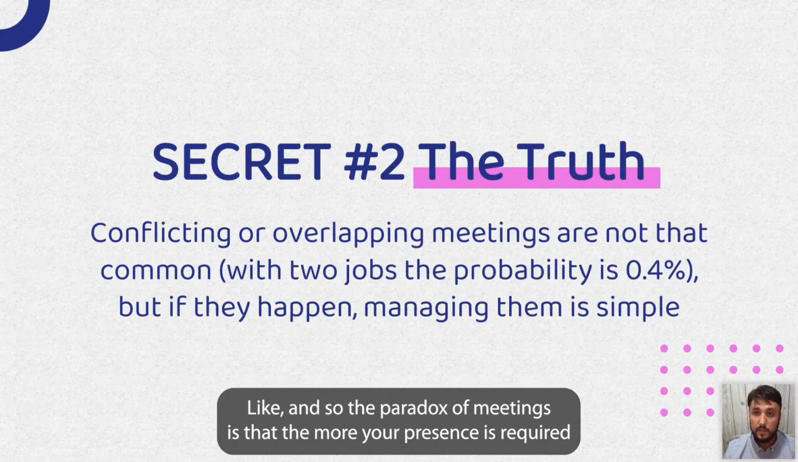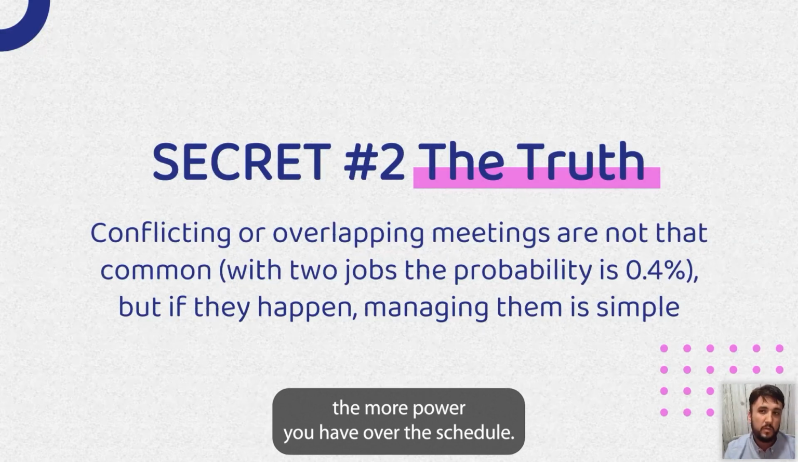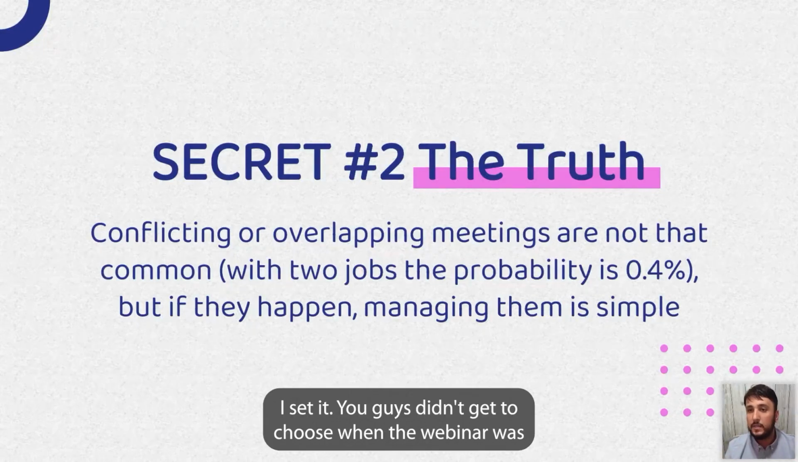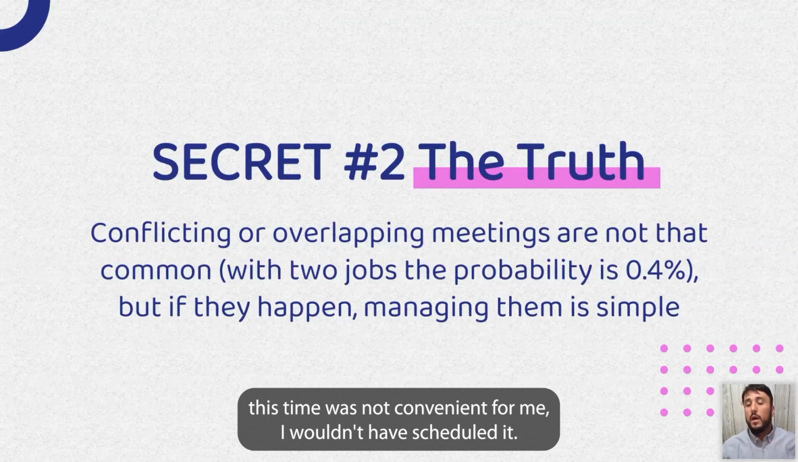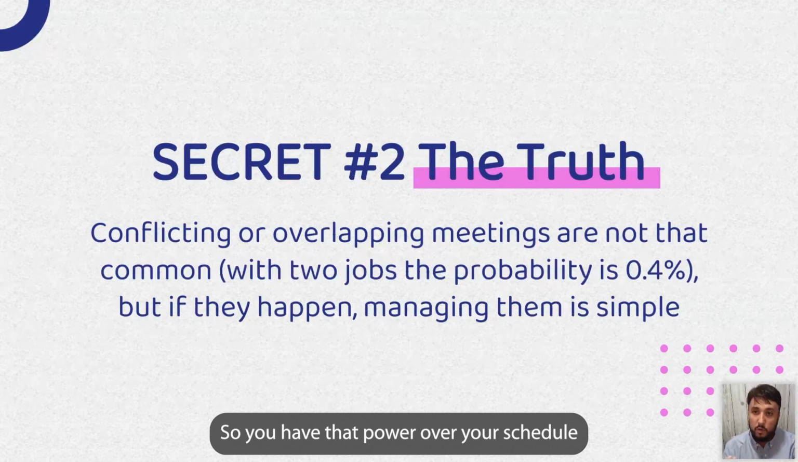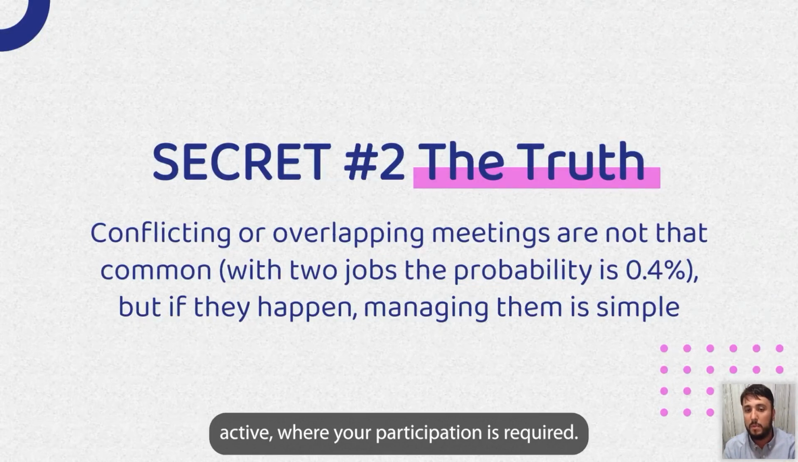If you have two active meetings, if you have two conflicts, you reschedule, right? And so the paradox of meetings is that the more your presence is required in a meeting, the more important your presence is, the more power you have over the schedule, right? So I set the schedule. Again, I'm in an active meeting right now with you guys, an active call. Who set the schedule? I set it, right? You guys didn't get to choose when the webinar was. I chose it, right? If this time was not convenient for me, I wouldn't have scheduled it. So you have that power over your schedule when the call or the meeting is active, where your participation is required.